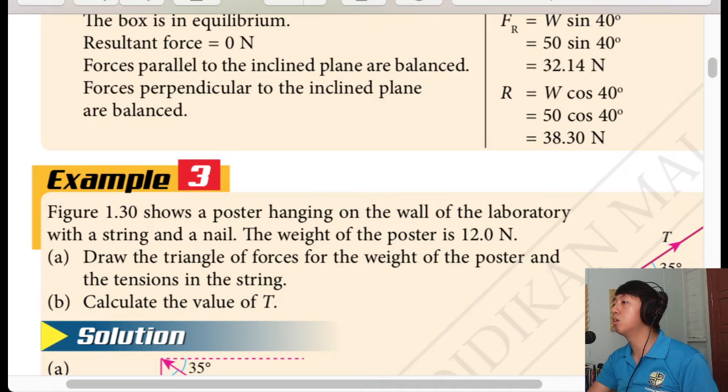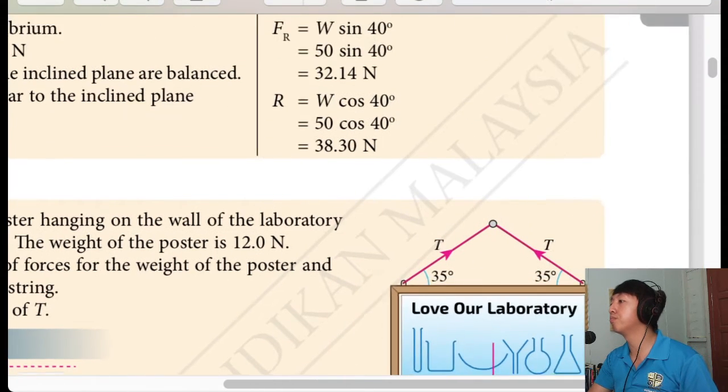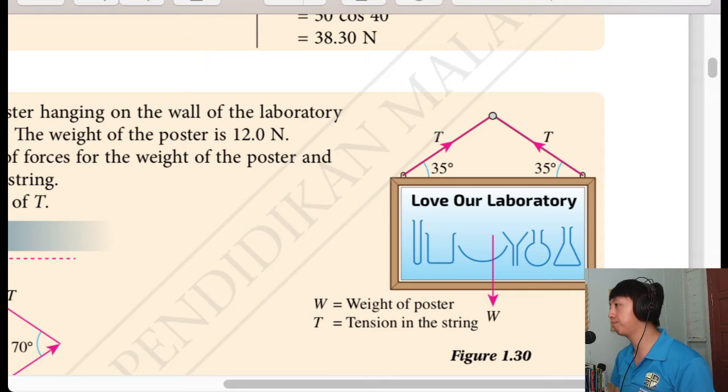Okay, so figure 1.30 shows a poster hanging on the wall of the laboratory with a string and a nail. The weight of the poster is 12 newtons. So two questions are: A, draw the triangle of forces for the weight of the poster and the tensions in the strings, and B, calculate the value of T. So we look at the picture.